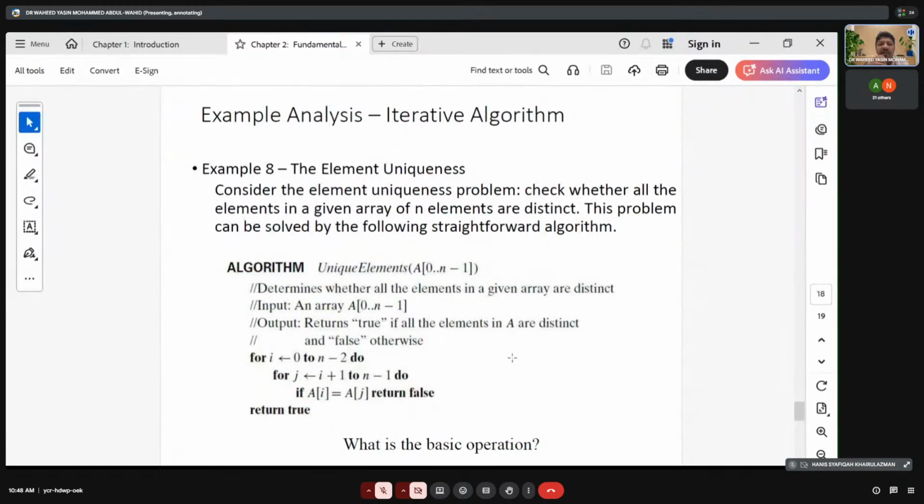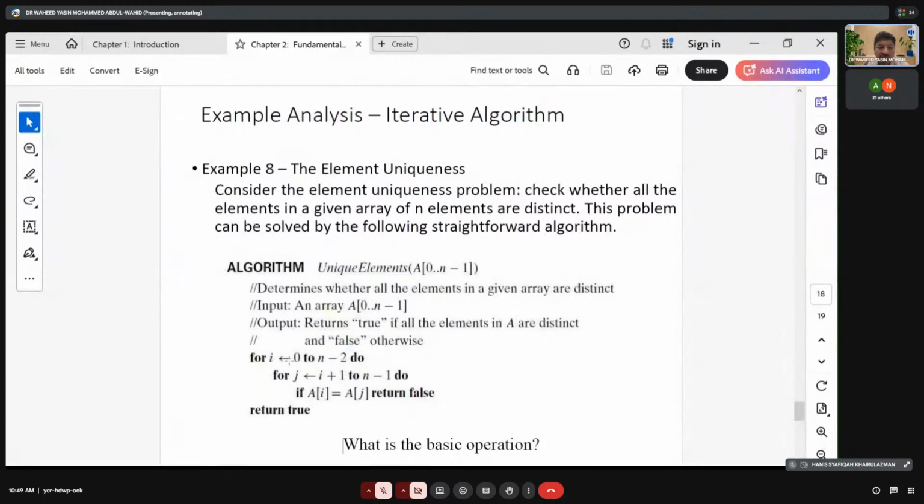Here we have an iterative algorithm. Example: unique elements. Consider the element uniqueness problem: check whether all the elements in a given array are distinct. This problem can be solved by the following straightforward algorithm. We determine whether all the elements in a given array are distinct, so no repetition in the elements. We return true if all elements in A are distinct, or false otherwise.